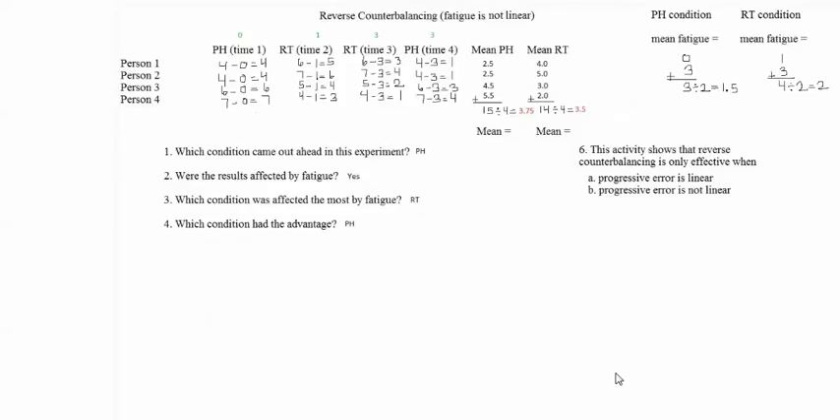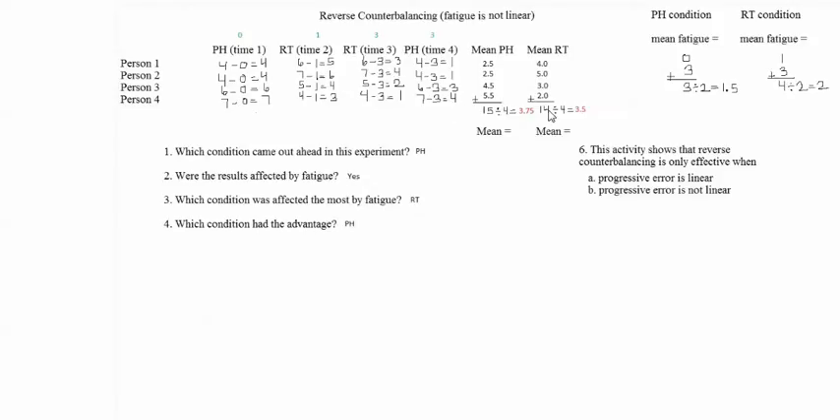The next one was fatigue is not linear. It was the same thing over again, except now the fatigue jumps. It doesn't go up in a straight line. So instead of being 0, 1, 2, 3, it's 0, 1, 3, 3. And now I subtracted by zeros here, by 1s here, by 3s here, and by 3s here. I subtracted by all of these fatigue levels for each column. So I got these answers, these answers, these answers, and these answers.